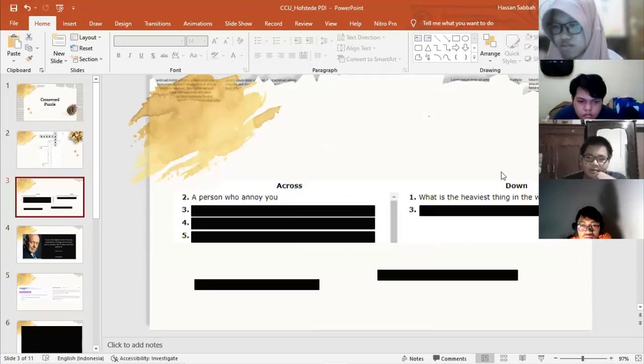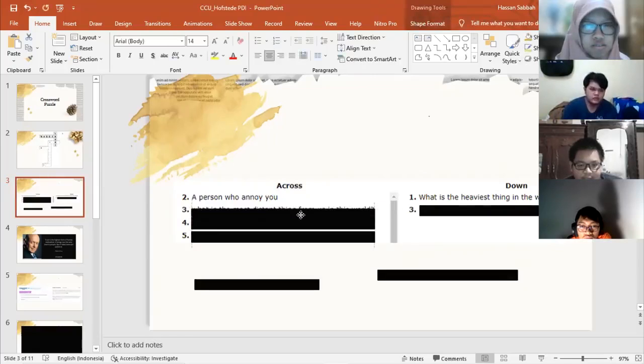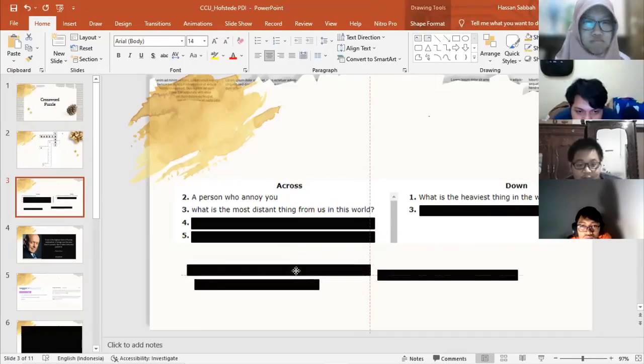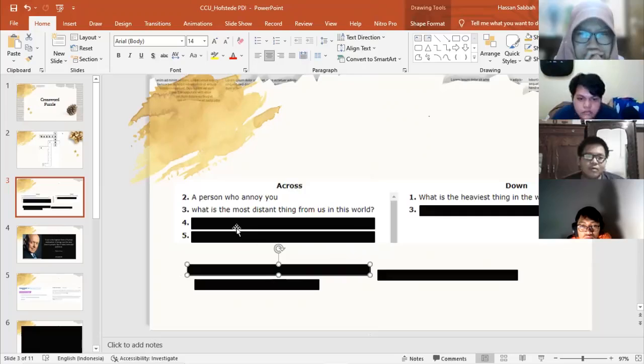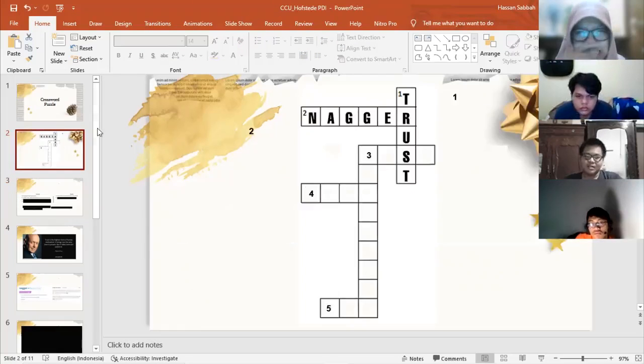Okay, now we will move to number three. Do you choose the crossword or turn? Maybe a crossword. Okay, let us see what is in the question. Oh, what is the most distant thing from us in this world? Do you know what the answer is?